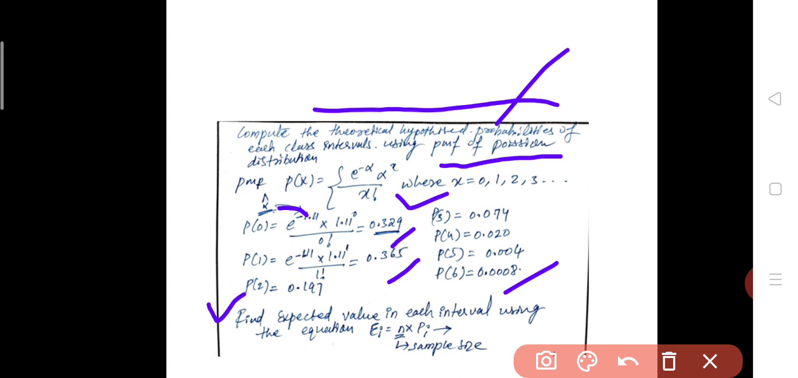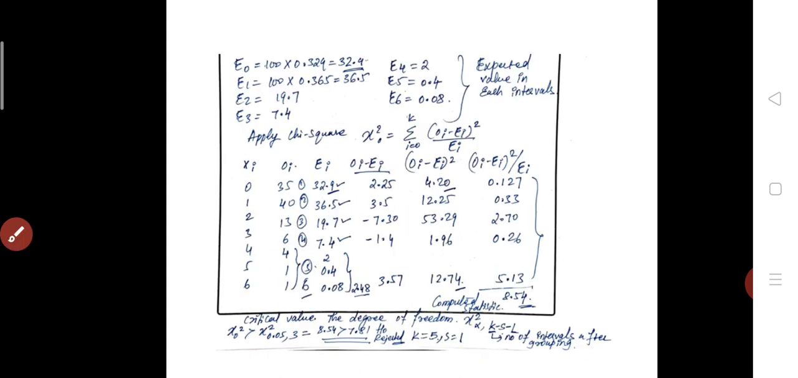After finding the theoretical hypothesized probability, the next step is to find the expected value in each interval using the equation Ei equal to n into pi, where n is the sample size, that is 100, and pi is the theoretical hypothesized probability of that particular interval, right? So here we calculate the expected frequency in each value by substituting values in the equation Ei equal to n into pi.